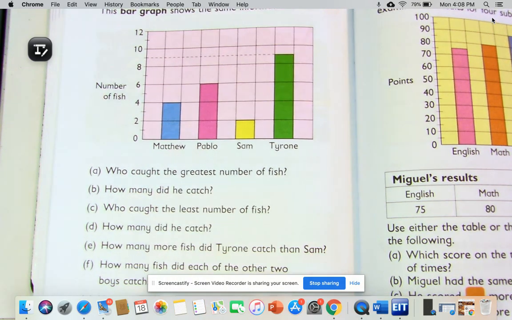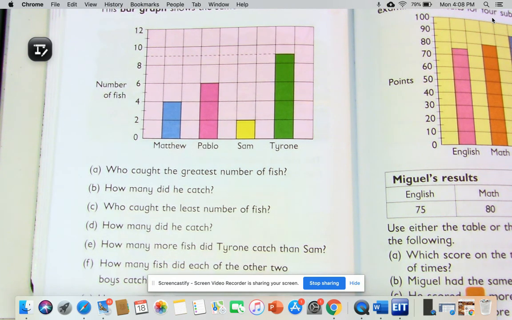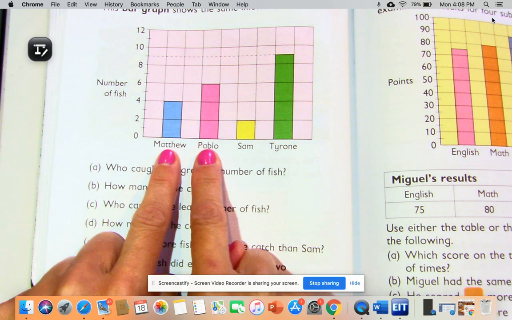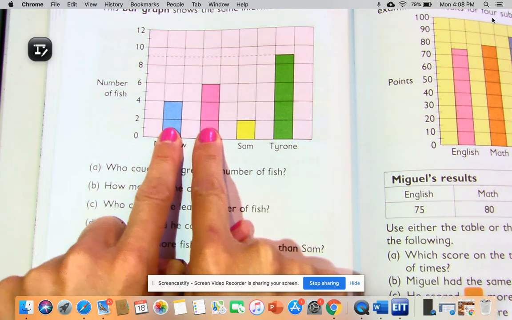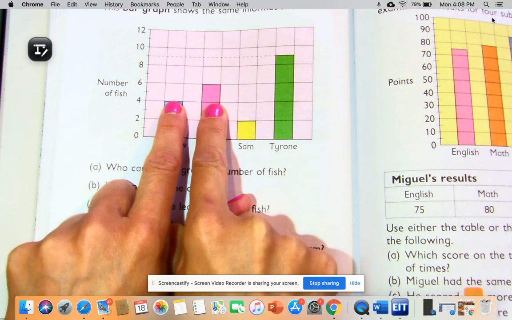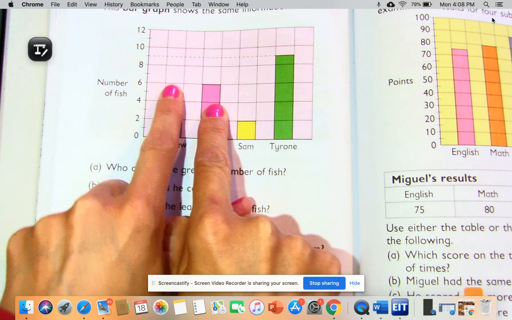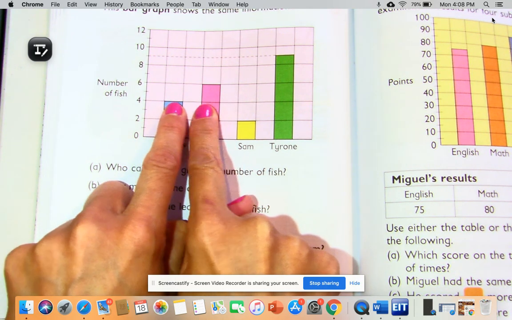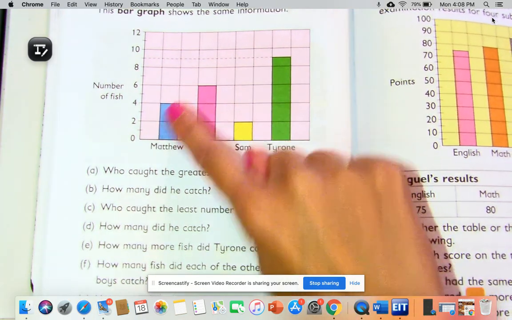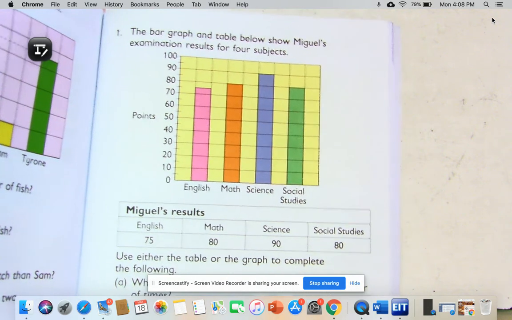And the last question on this page, how many fewer fish did Matthew catch than Pablo? Okay, so now we're comparing Matthew and Pablo. Matthew caught, these would be the same, and then Pablo caught 2 more, which is the same as Matthew caught 2 fewer than him. So 2 fewer Matthew caught. All right, let's take a look at another bar graph.